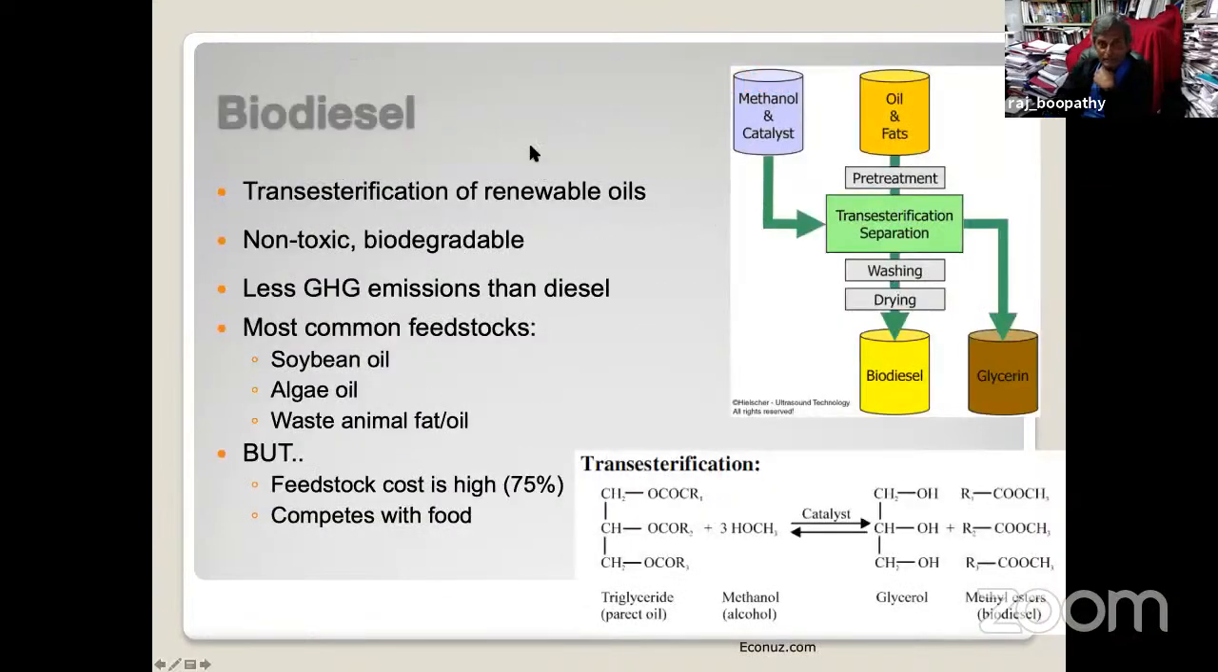So what is biodiesel? As I said, it's a transesterification of renewable oil, non-toxic, biodegradable. You can get less greenhouse gas emissions. Most common feedstocks are soybean, algae, waste animal fat, and oil. But the feedstock cost is high. If you take from these sources, it competes with food sources, right? So you take methanol and add catalyst and do the transesterification and you make biodiesel, and the byproduct you produce is glycerin.